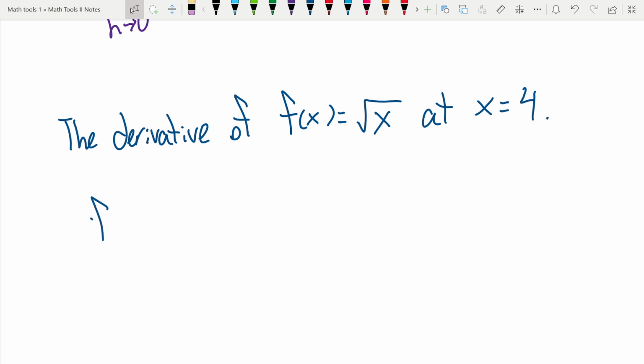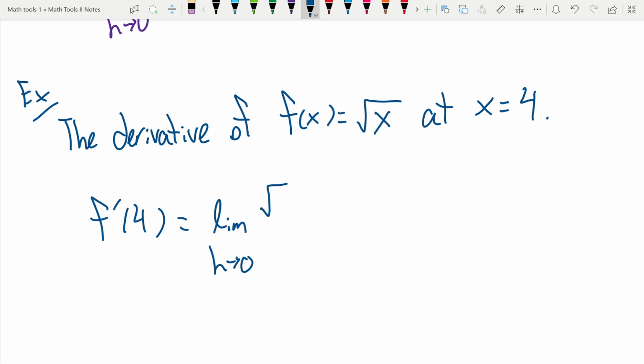So f prime of 4, let me write that, this is an example. F prime of 4 equals the limit as h approaches 0 of f of 4 plus h, right? F of 4 plus h is going to be the square root of 4 plus h minus the square root of 4 over h. Okay. Now this is just 2. Let me just go ahead and replace that with a 2 so I don't need to recopy this entire line just to write that part out.